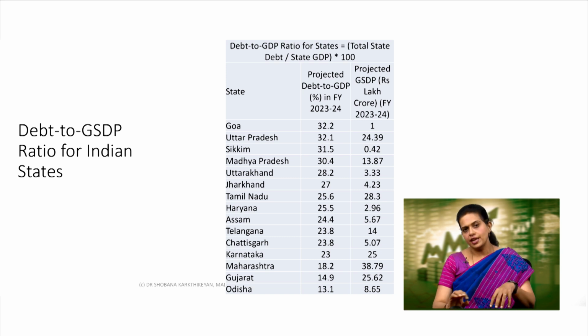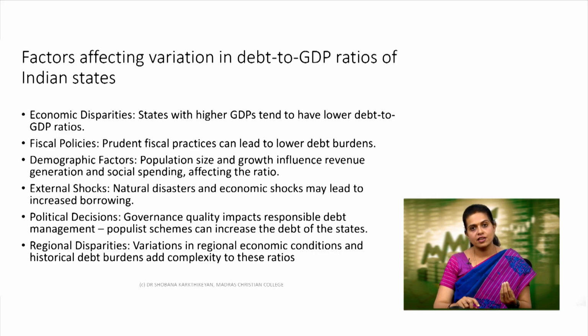So again, as I was just mentioning, the revenue generation capacity of the states is not the same, their expenditures are also not the same. So the need for a debt is also not the same for various states. So what are the factors affecting a variation in the debt to GSDP ratio?